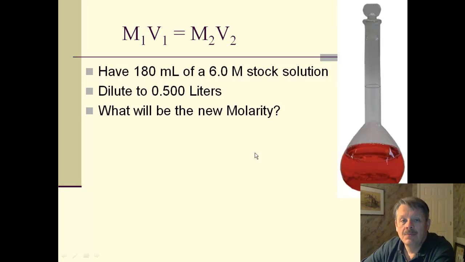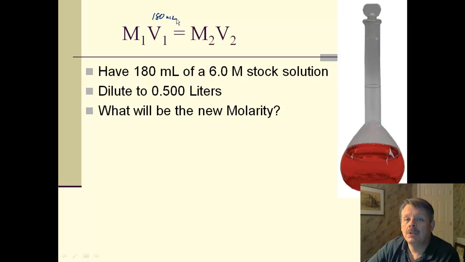All right, try this one, see what you come up with. We have 180 milliliters of a 6 molar stock solution, and we're diluting it to 0.5, no, this is liters, not milliliters, so that's 500 milliliters. So that one's 500 milliliters.